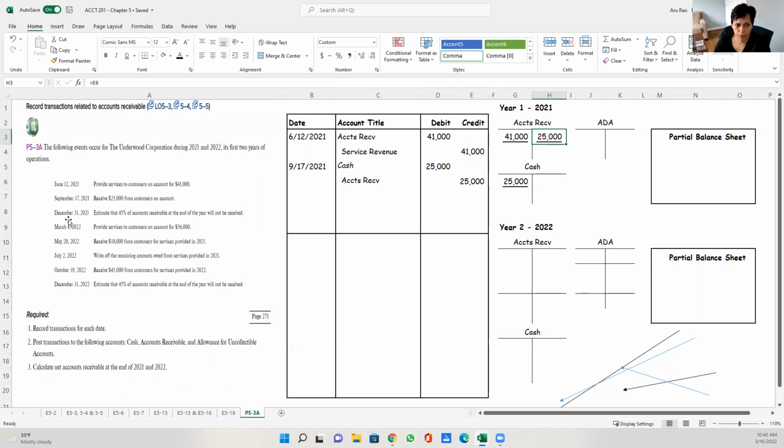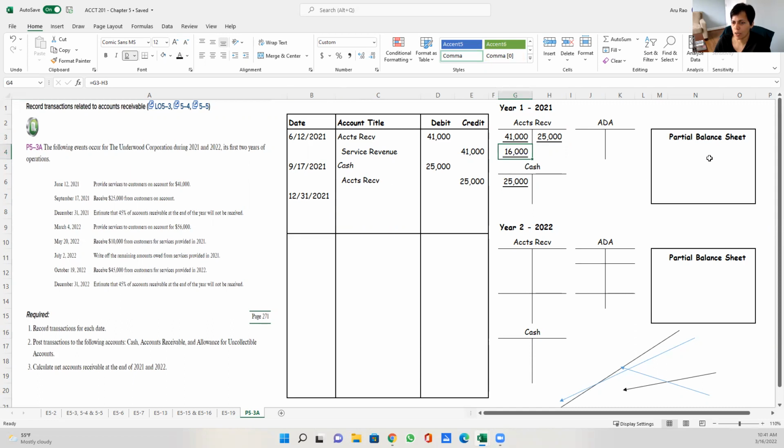On December 31st, they've told us that we estimate 45% of the accounts receivable at the end of the year will not be received. So we're making a dire prediction over here. I have 41,000 that I made in credit sales. I collected 25, and they're saying 45% of the balance is not going to be collected. I need to do an adjusting journal entry for that. So let's take a look at what I will do over here. The first thing I will do is find out how much I have remaining in accounts receivable. So 41 minus 25, my balance is 16,000.